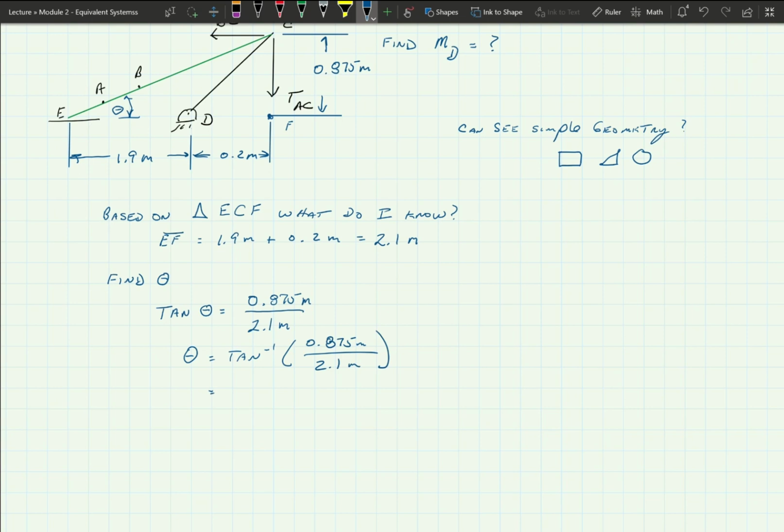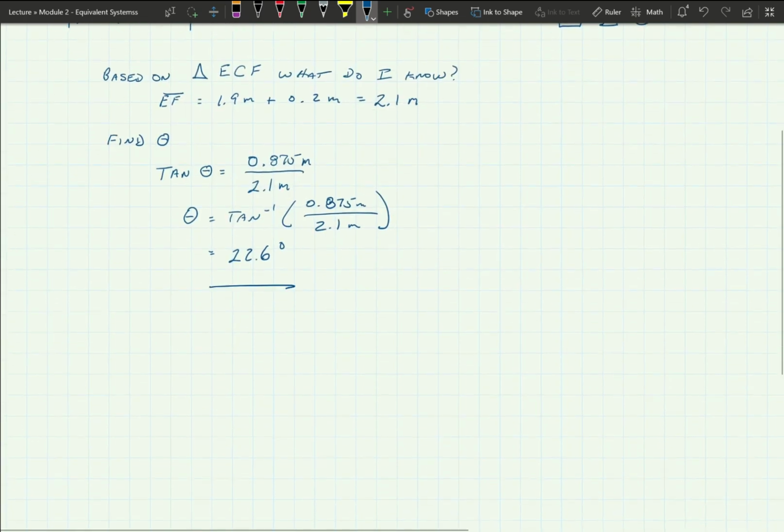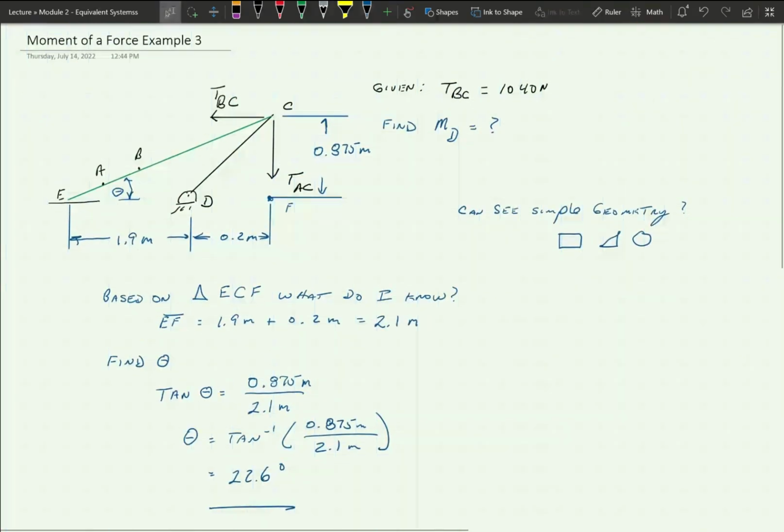And we get all done. We get theta is 22.6 degrees. Okay, so that's one portion of the answer. That helps us quite a bit. Now, the other things that we know, well, outside of the dimensions, and we now know theta.